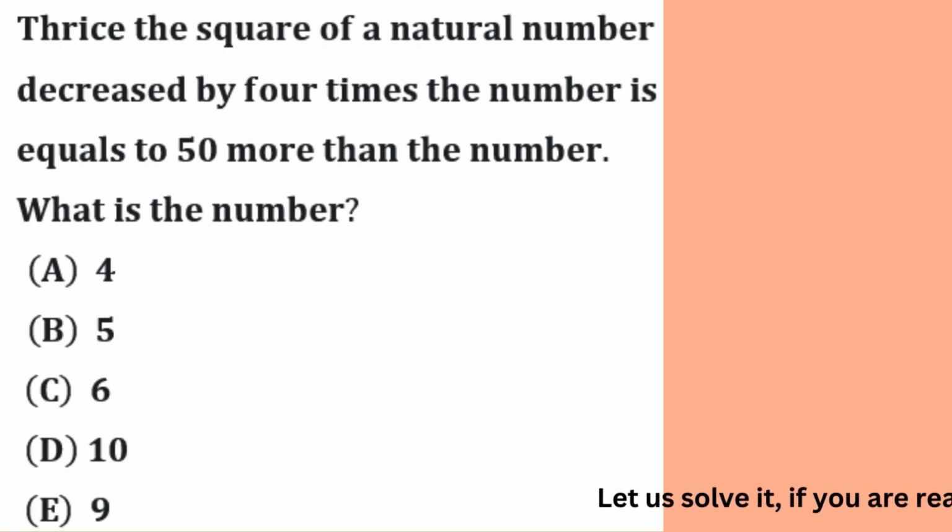Thrice the square of a natural number decreased by 4 times the number is equal to 50 more than the number. What is the number? Let us solve it if you are ready.